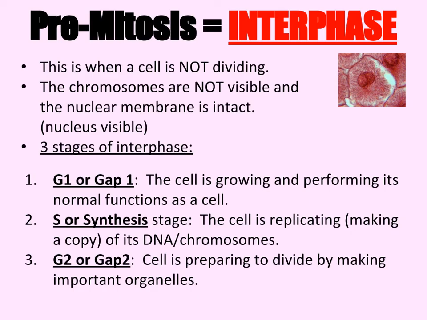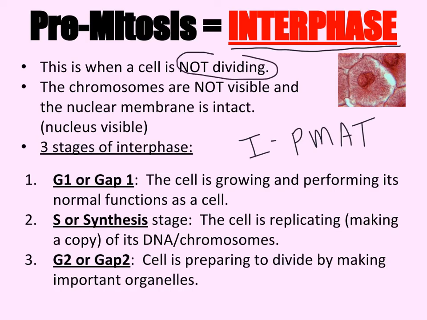Alright, so before we get to our mitosis, the P-mat, prophase, metaphase, anaphase, telophase, we have an I phase. So you can think of I-P-mat for the whole cell cycle, and that I stands for interphase. And the interphase is when a cell is not currently dividing. It is just being a cell.